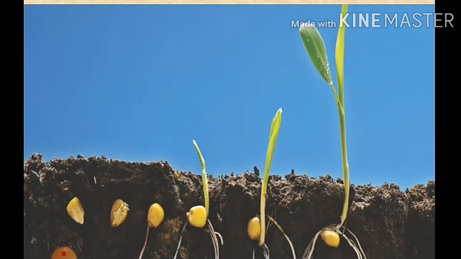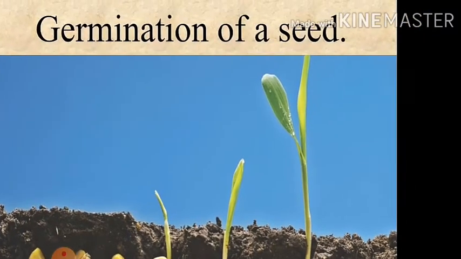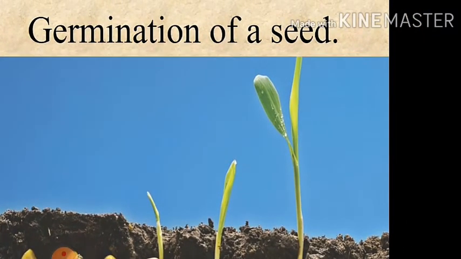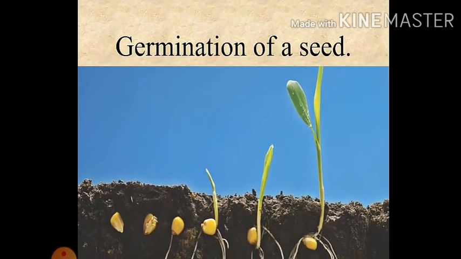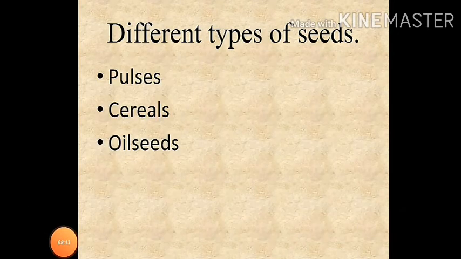You can see here a root is coming out of the seed, and in the fourth picture you can see that the shoot is also growing. The embryo starts growing and comes out of the soil, and in the last picture you can see that there are small leaves. So this process, in which a seed grows into a plant, is known as germination of seed. Hopefully you all have understood the process of germination of seed.